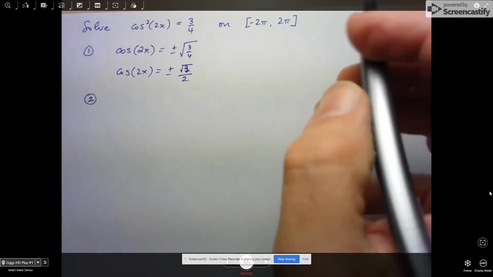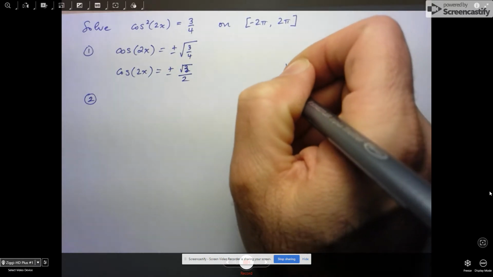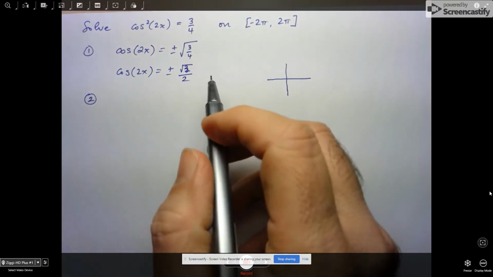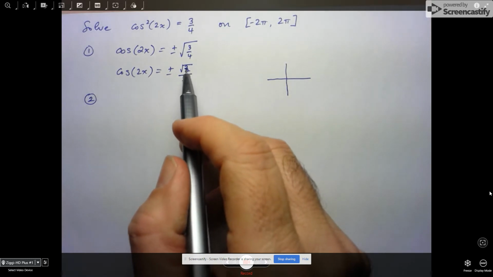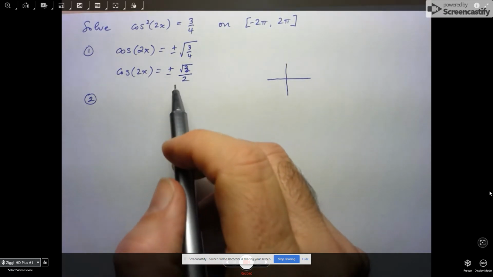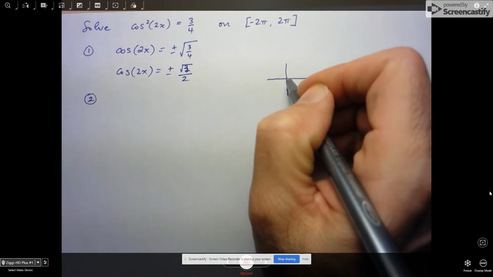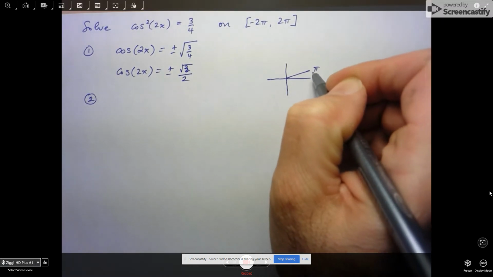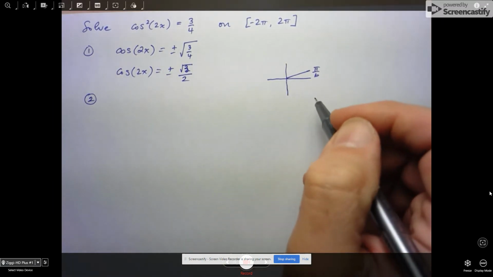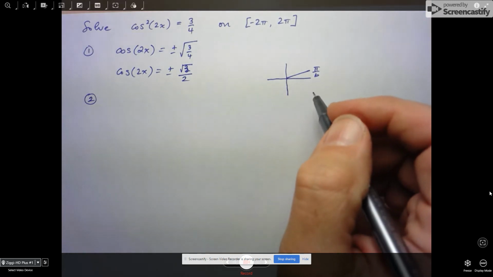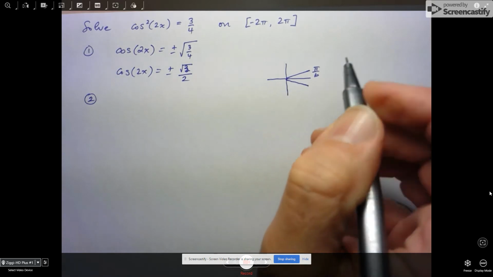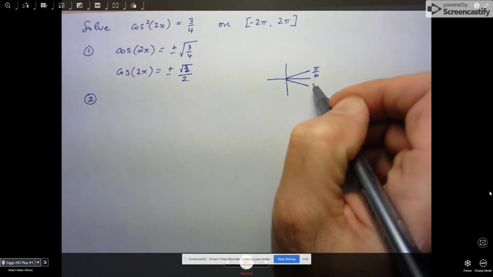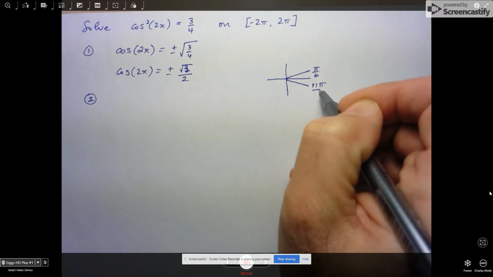So let's use our Cartesian plane to figure out where this is going to be. Here, I know this is either going to be pi over 6 or pi over 3. Since it's cosine, it's the x that's the longer side, so it's going to be pi over 6. And of course, where else is cosine equal to positive root 3 over 2? It's going to be in the fourth quadrant, which is 11 pi over 6.